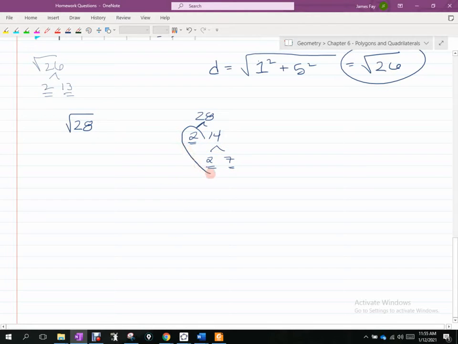Last year, we would circle groups of that matched, pairs that matched. So in this case, we got 2s that match. And that 2 can come out front of the radical. And the things that don't match go underneath the radical.